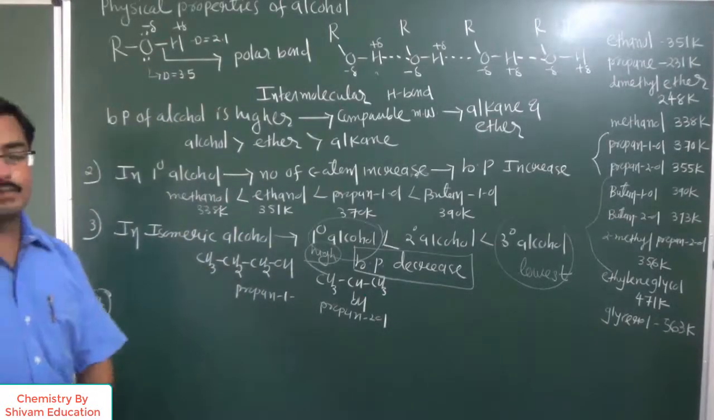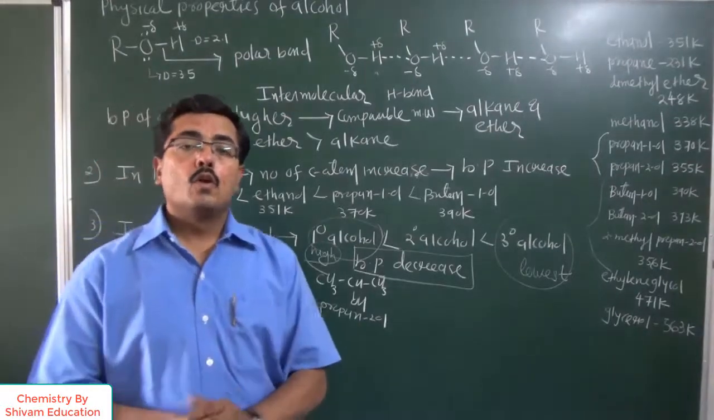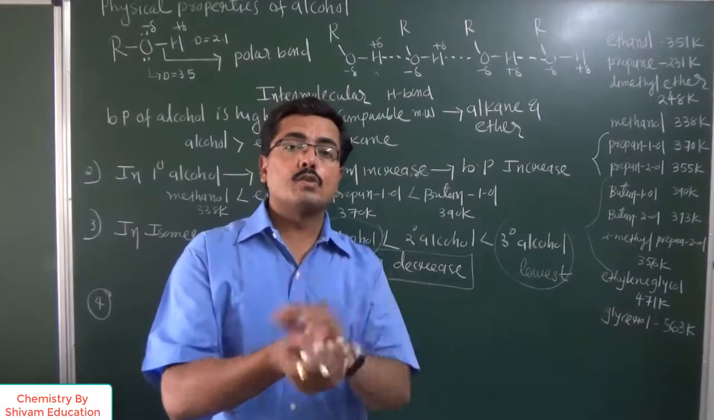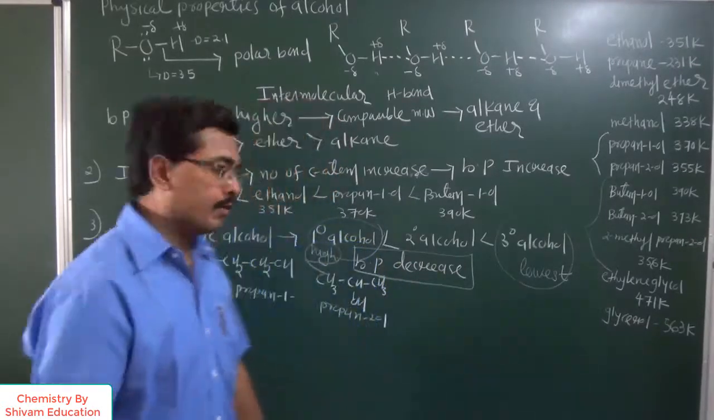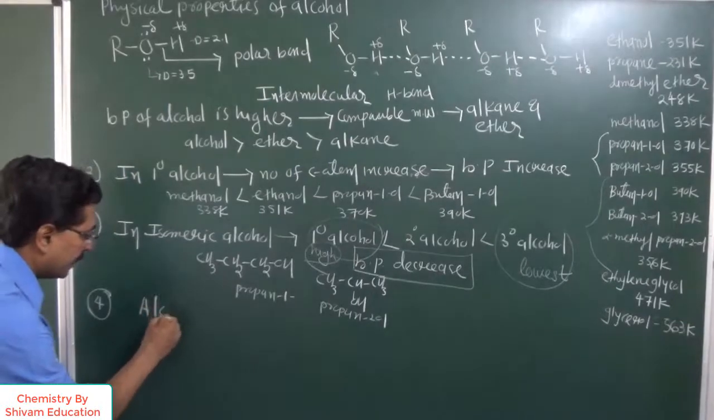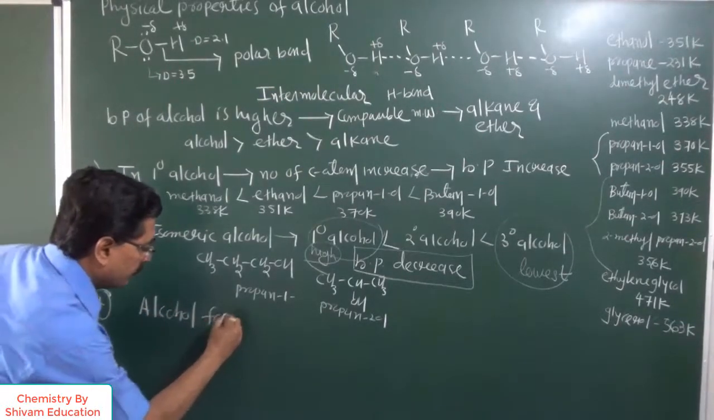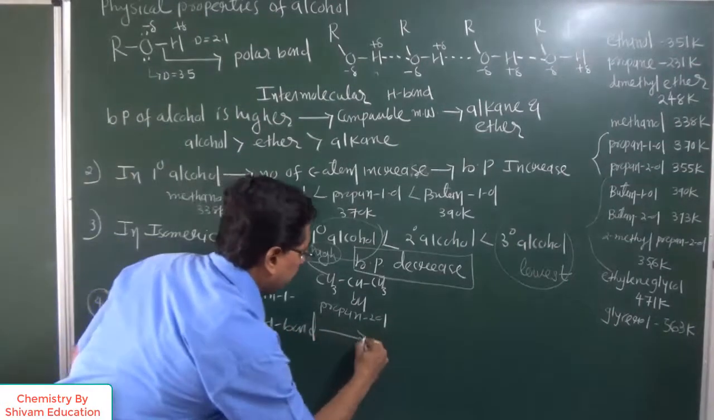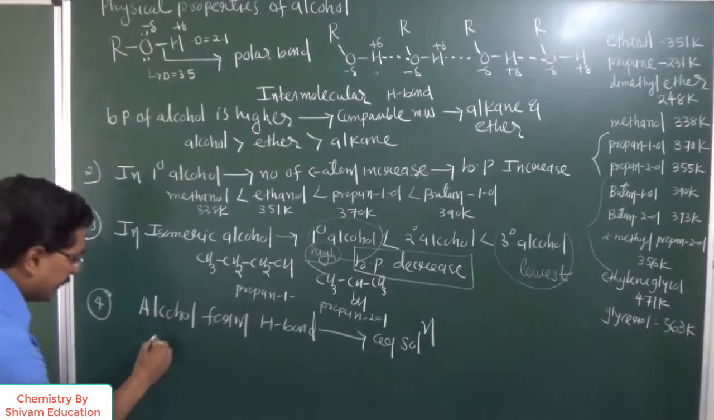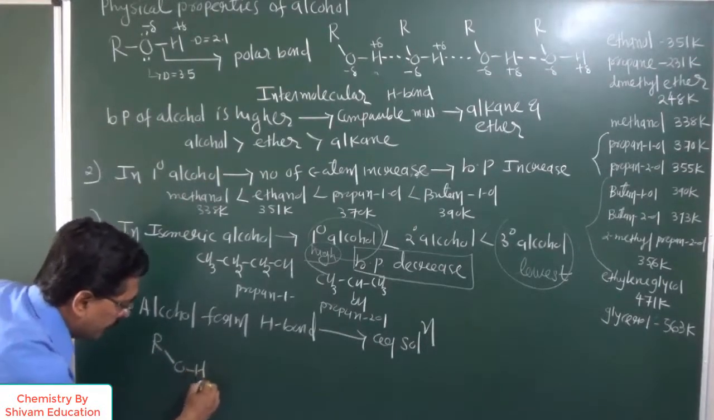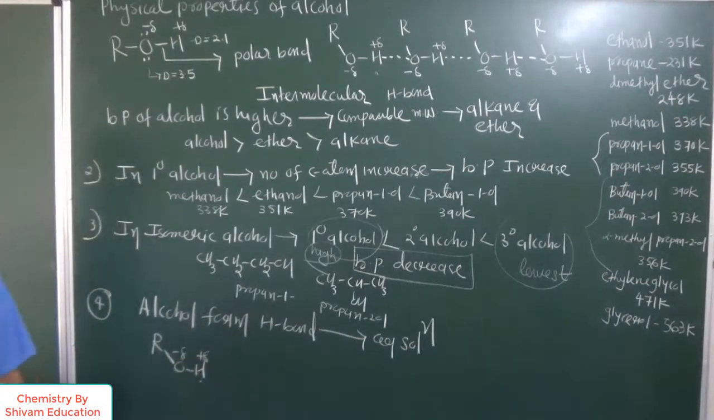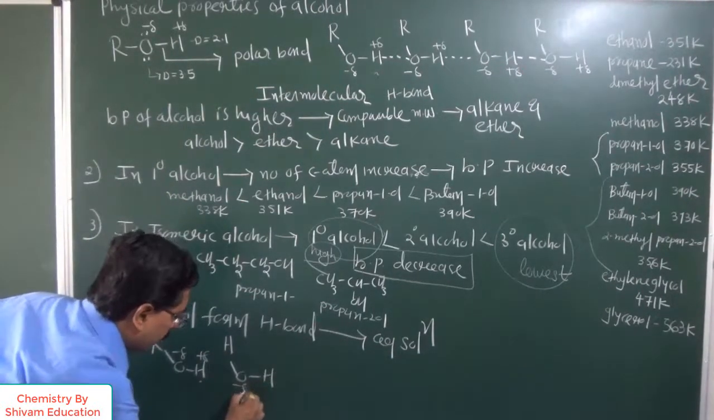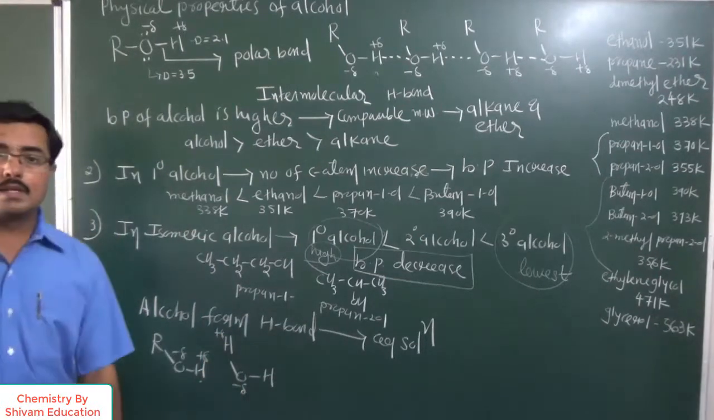Now fourth and most important point, it is observed that lower molecular mass alcohols in their aqueous solution form hydrogen bonds with water molecules. So we can write that alcohol forms hydrogen bonds in its aqueous solution. Suppose we have taken here an alcohol molecule ROH. Hydrogen has a partial positive charge, oxygen has a partial negative charge. Now the water molecule H2O is there, oxygen with a partial negative charge, hydrogen with a partial positive charge.